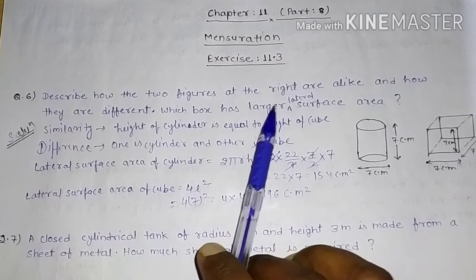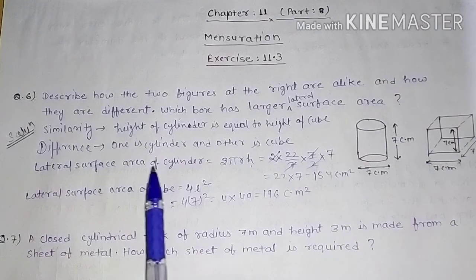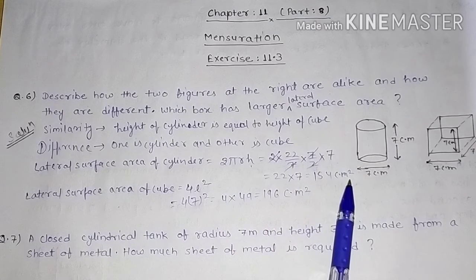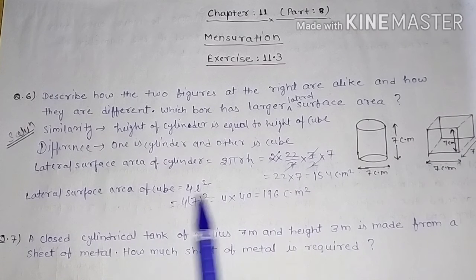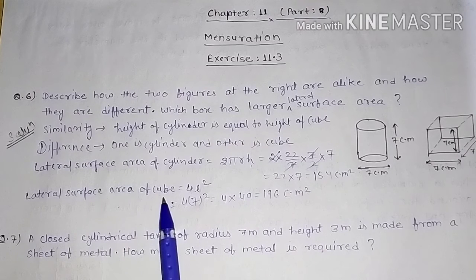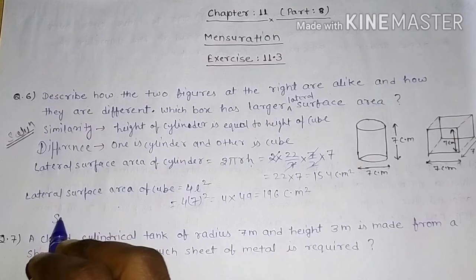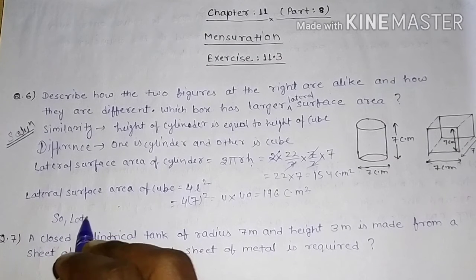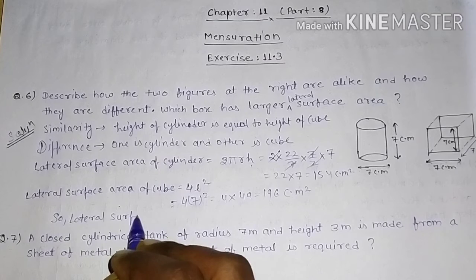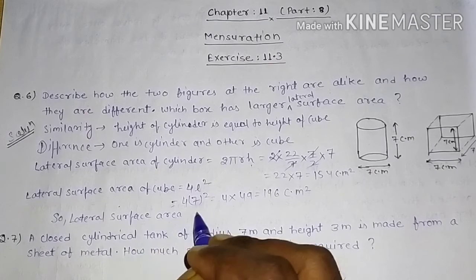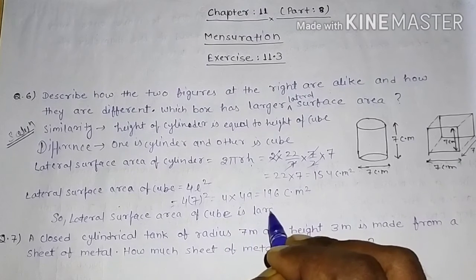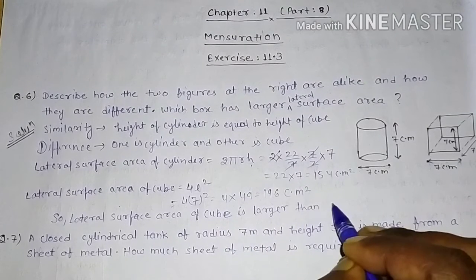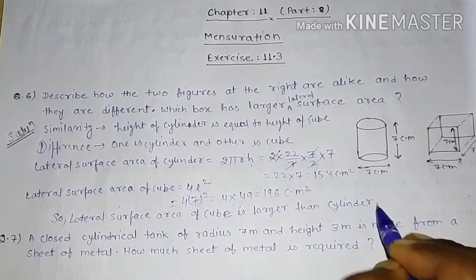And what is the question here? Which box has larger lateral surface area? So the lateral surface area of the cylinder is 154 centimeter square, and the lateral surface area of the cube is 196 centimeter square. Now the lateral surface area of the cube is larger than the cylinder. So here we can write, lateral surface area of cube is larger than cylinder. Okay, this is the answer.